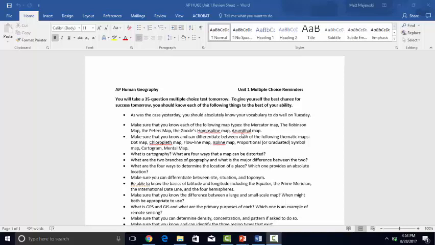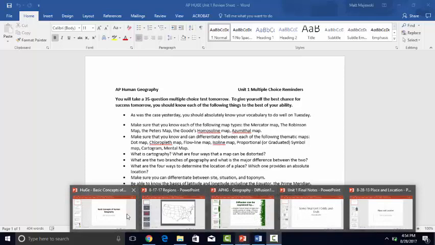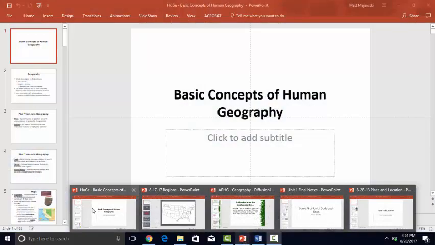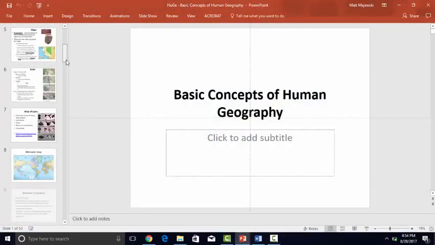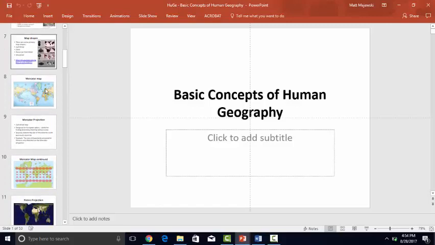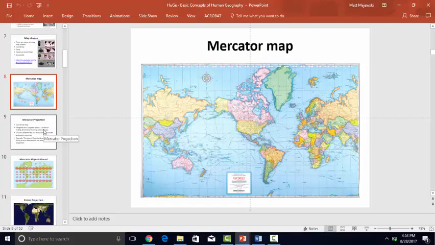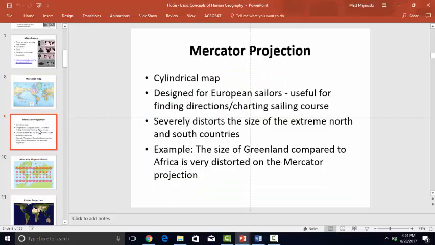So let's go to our bullet here. Make sure that you know each of the following map types. The Mercator map. Let's go to our friend the Mercator map. There it is. Remember, this is the map where Africa and Greenland look very similar, when in reality Africa's like 10 times larger. It's where Alaska and Brazil look really similar, even though Brazil ends up being a lot larger. Remember, Mercator, designed for European sailors.